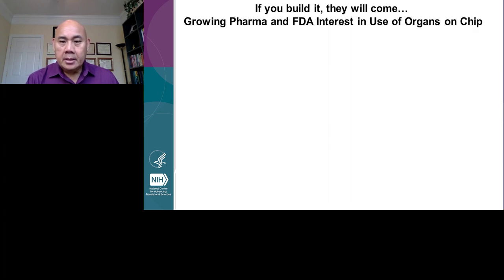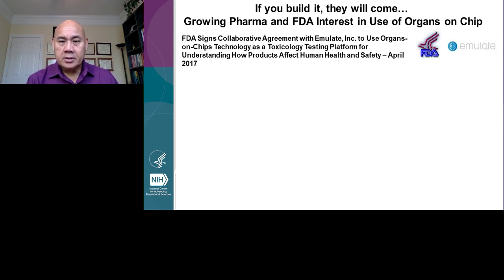Next would be showing how pharma and the FDA are also showing a great interest in the use of organs on chips in terms of drug development and regulatory decision making.